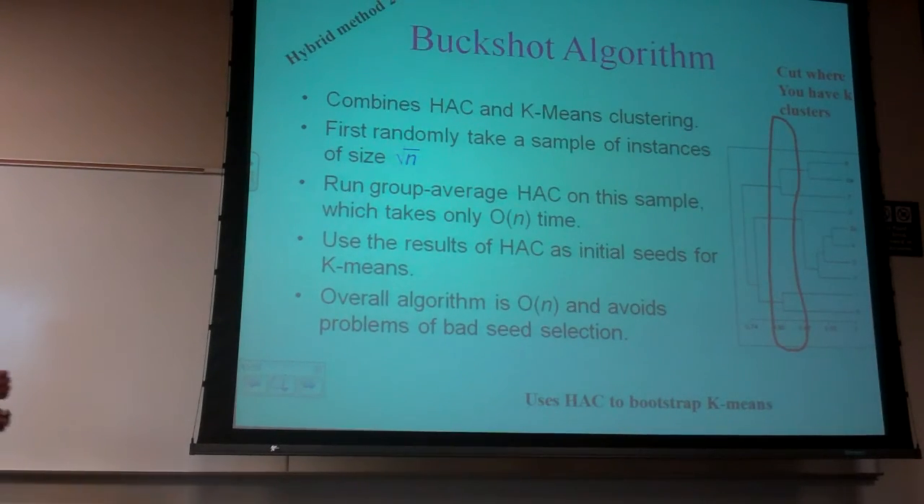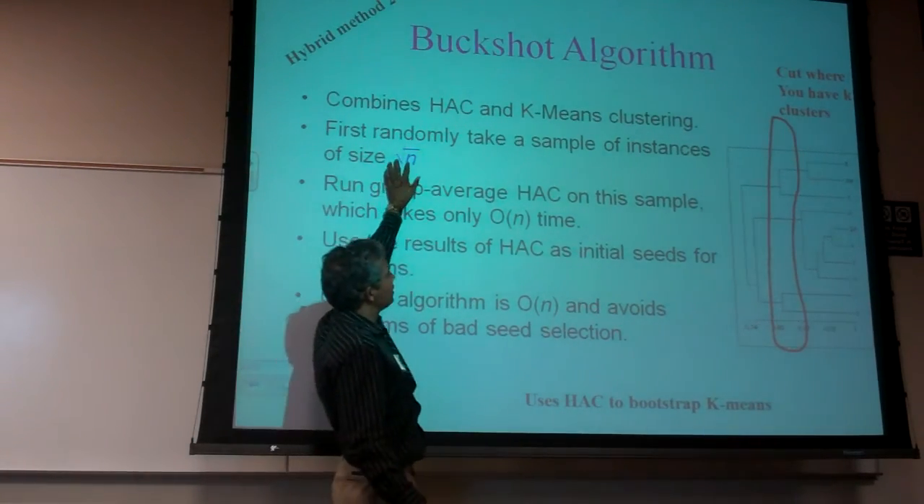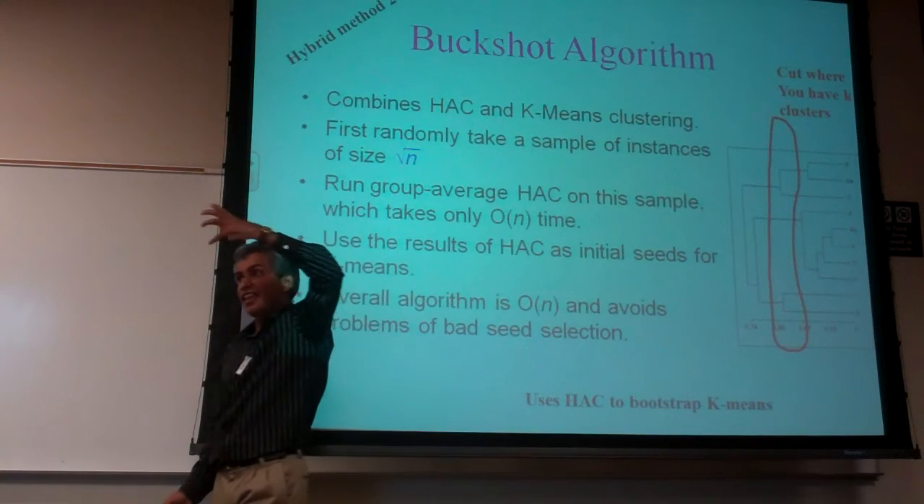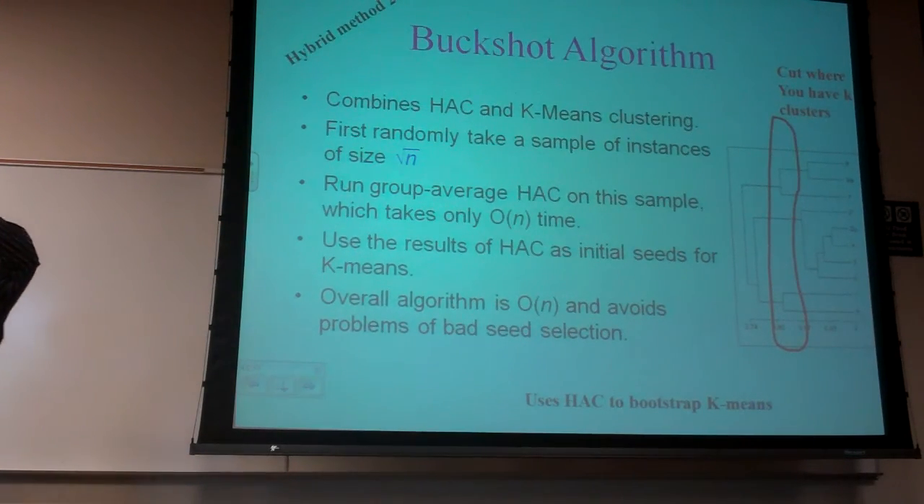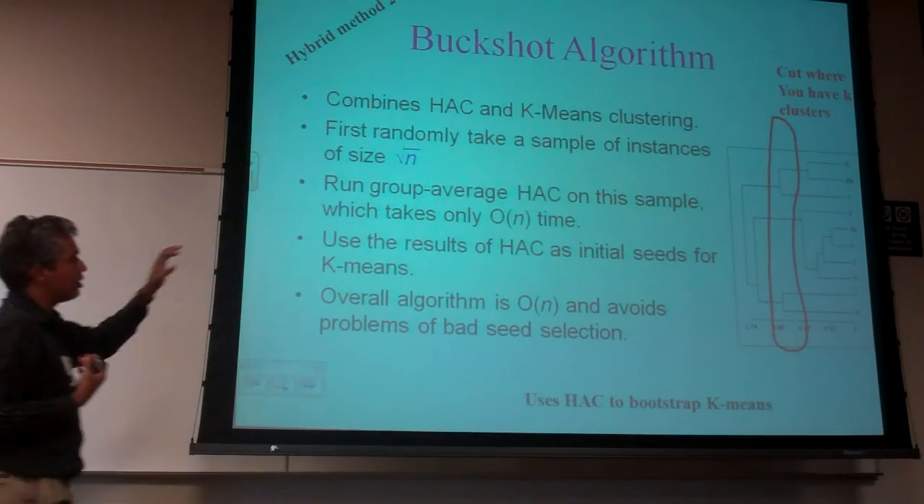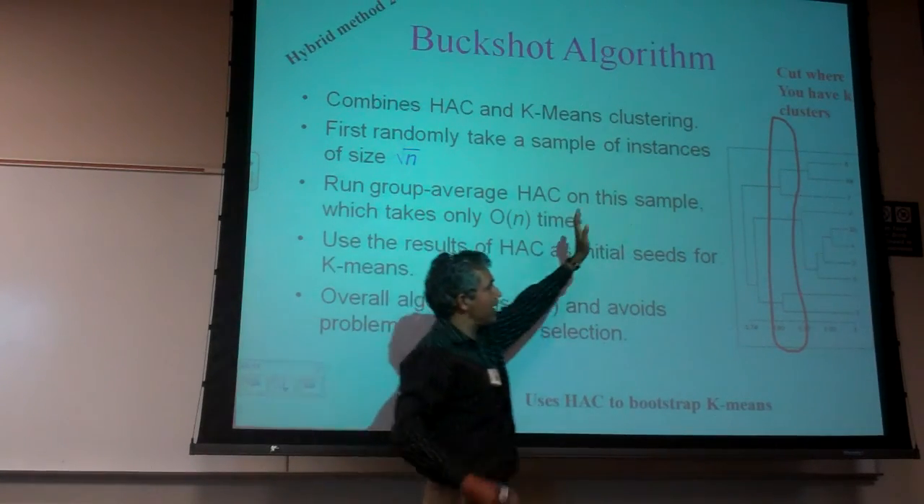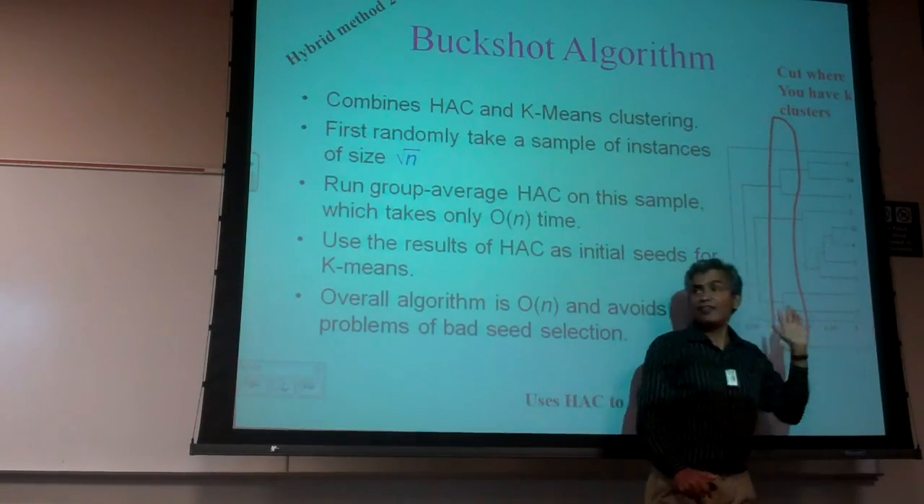Okay, so here I will conveniently take root n, a square root of n data points, randomly from the n data points I have. The reason I take square root of n is because it will take square root of n squared time to do hierarchical agglomerative clustering, that will be O(n) time. Okay? So I take square root n data points, run the hierarchical agglomerative clustering. So I have this hierarchy.